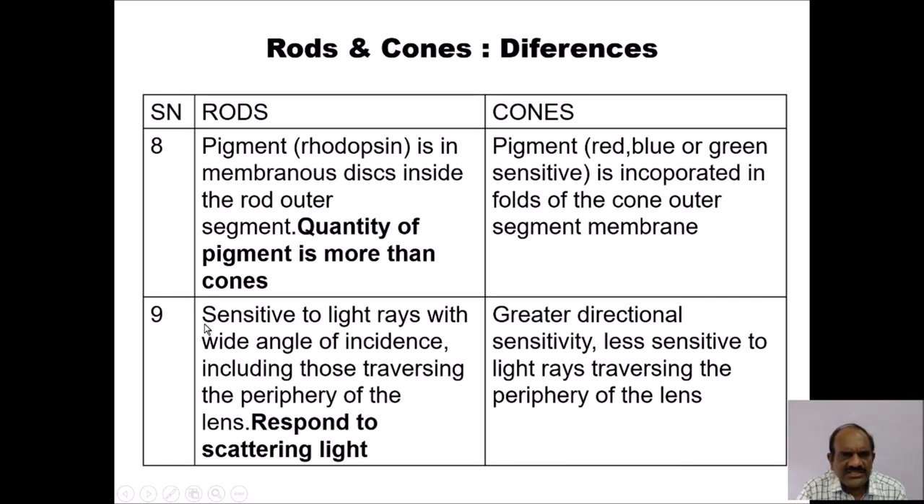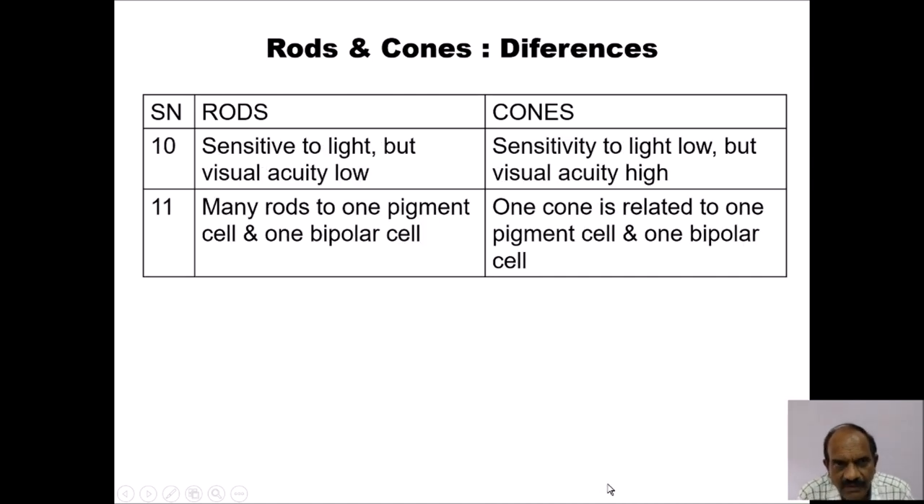The rods are sensitive to light rays with a wide angle of incidence, including those traversing the periphery of the lens. They respond to scattered light. The cones have greater directional sensitivity. They are less sensitive to light rays traversing the periphery of the lens. The rods are sensitive to light, but remember that visual acuity is low. In the cones, sensitivity to light is low, but their visual acuity is high.